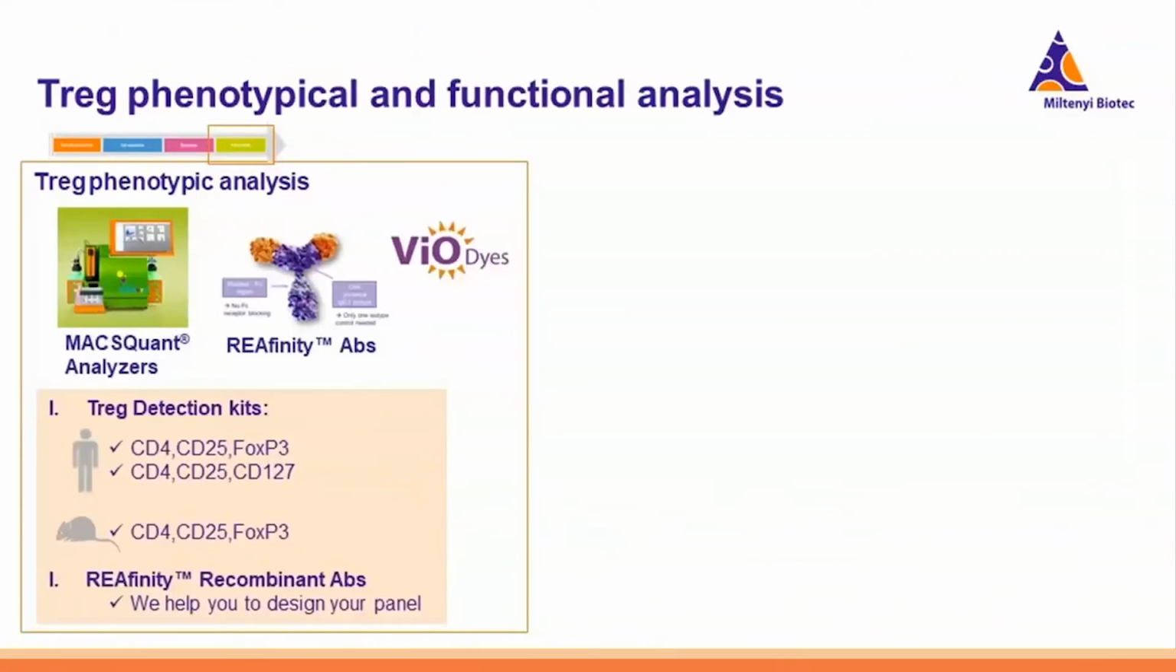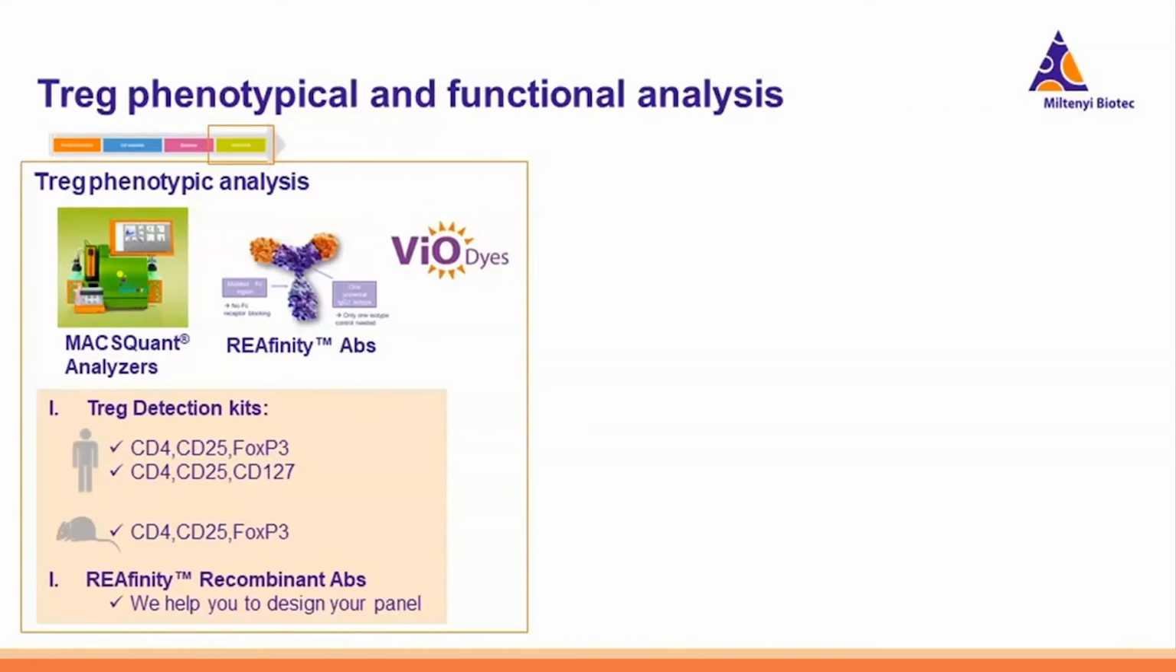For phenotypic analysis of Tregs, I would like to introduce our MACSQuant Analyzer family of flow cytometry machines. Many of you know about them. It's a big family. We have different sorts of MACSQuant Analyzers. They are fully automated flow cytometers with 3 lasers and detection of up to 16 parameters, but it is not all. You need to really visit our webpage and ask our experts for further information.